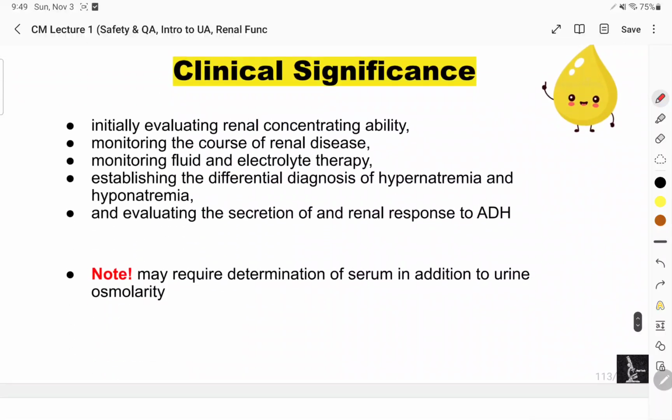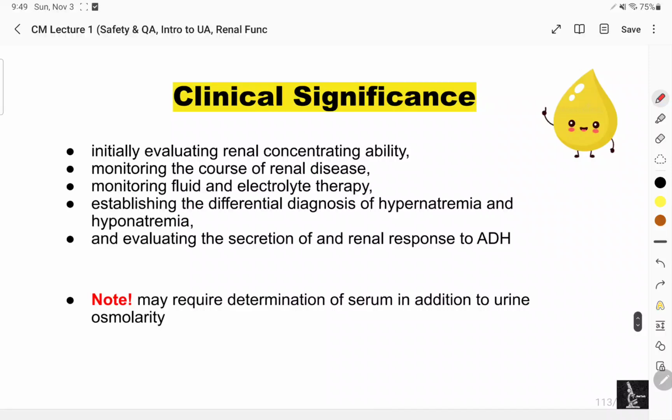Okay? So the clinical significance of the concentration test is that it evaluates renal concentrating ability. It monitors the course of renal disease. It monitors fluid and electrolyte therapy. It also establishes the differential diagnosis of hypernatremia and hyponatremia, and evaluates the secretion of and the renal response to ADH. And it may also require determination of serum in addition to urine osmolarity.